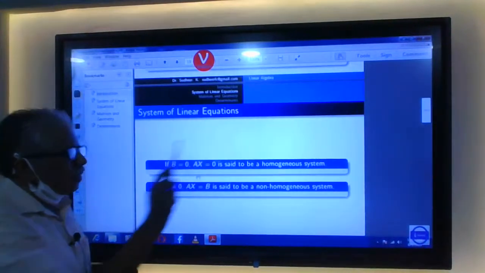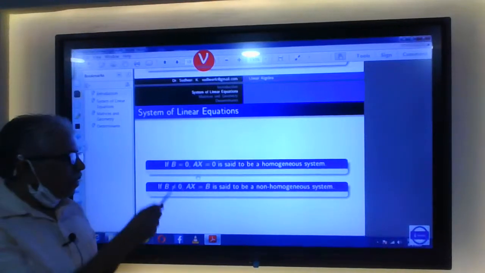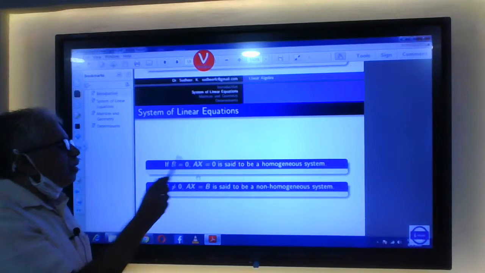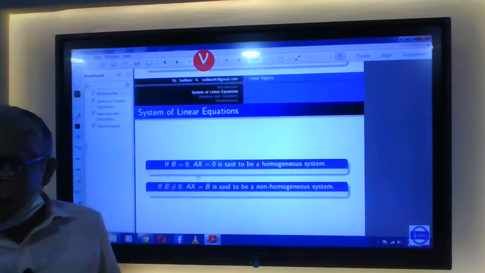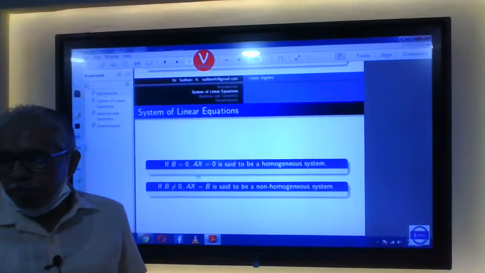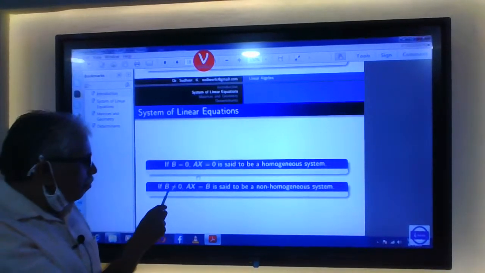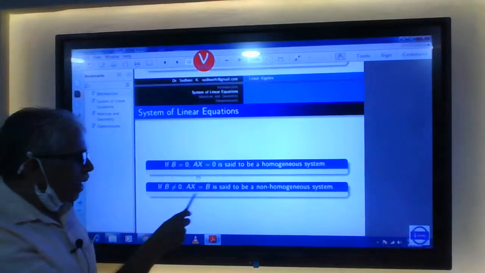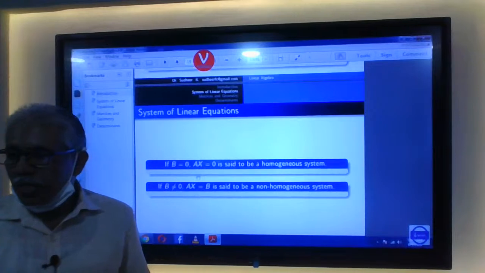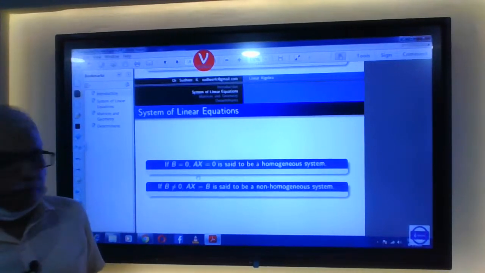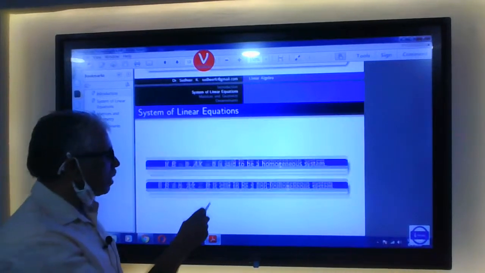And in the equation AX is equal to B, if the matrix B is equal to 0, we will say the system is a homogeneous system. And if B is a non-zero column matrix, you say AX is equal to B is a non-homogeneous system. And what do these represent geometrically? Again, that is another question.